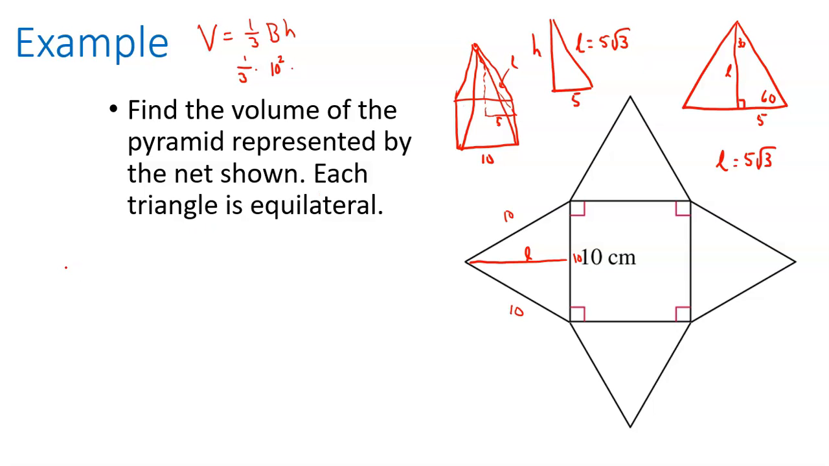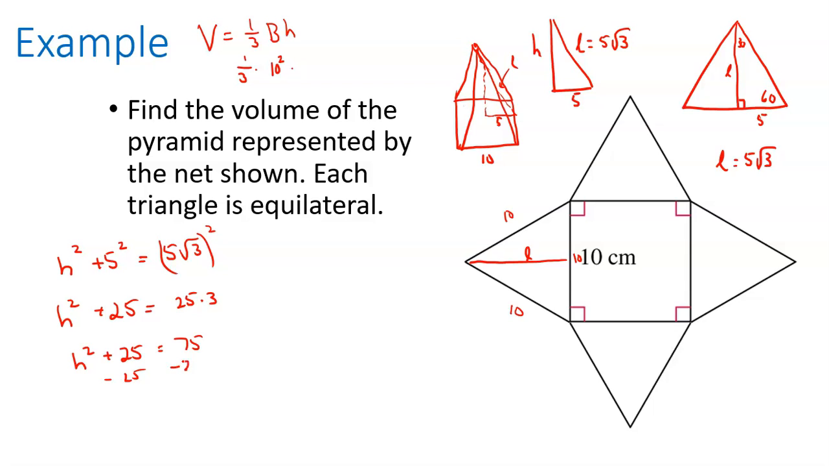Now I can use the Pythagorean theorem to find the missing side. So height squared plus 5 squared equals 5 square root of 3 squared. Okay. So height squared plus 25 equals, when I square this, 5 squared is 25. Square root of 3 squared is 3. So I get height squared plus 25 equals 75. Subtract the 25 from both sides. Height squared is 50. So the height is the square root of 50.